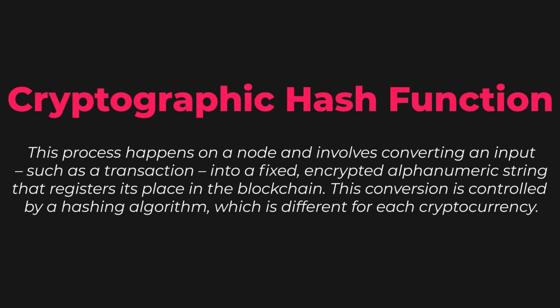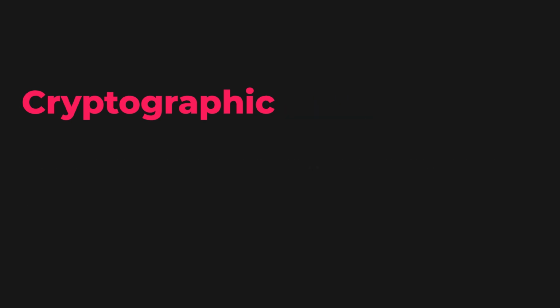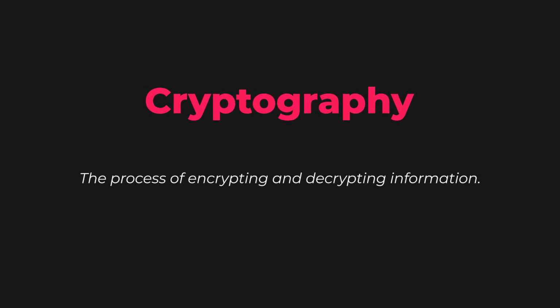Okay? Cryptographic hash function. This process happens on a node and involves converting an input, such as a transaction, into a fixed encrypted alphanumeric string that registers its place in the blockchain. This conversion is controlled by a hashing algorithm, which is different for each cryptocurrency. And then we have cryptography, which is the process of encrypting and decrypting information.